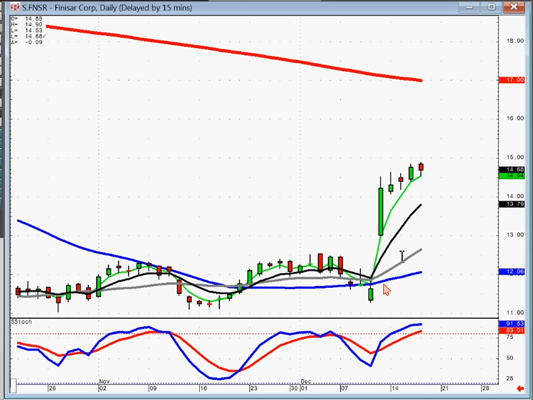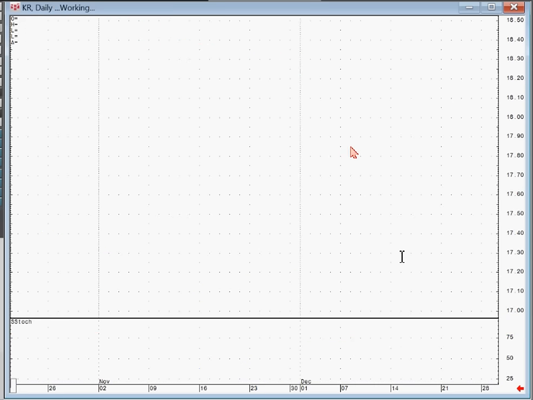FNSR, this is what we call 45 degree. When you have a strong move like that, expect a 45 degree, and it's very simple. All you do is stay long until you see a candlestick sell signal and a close below the T line.